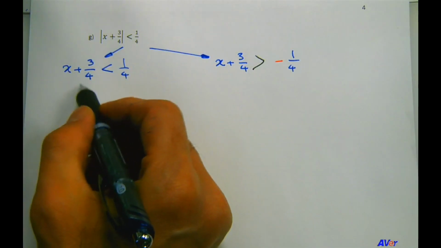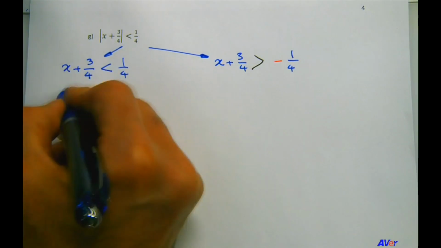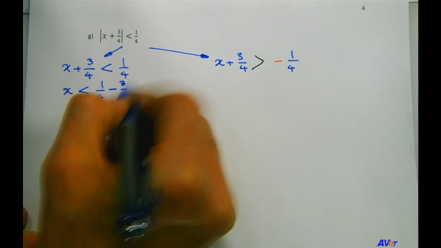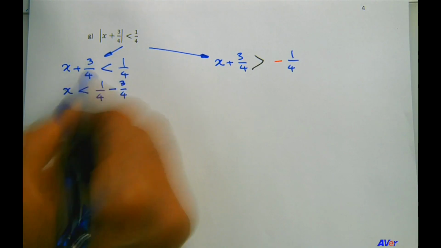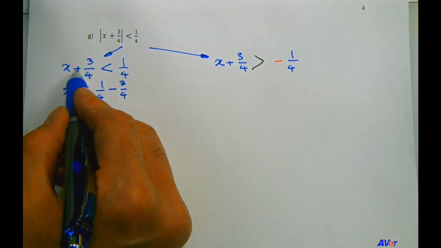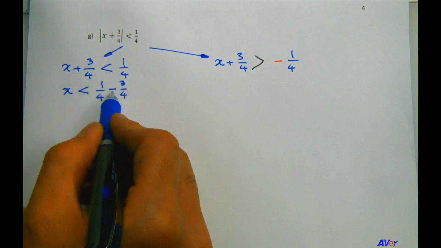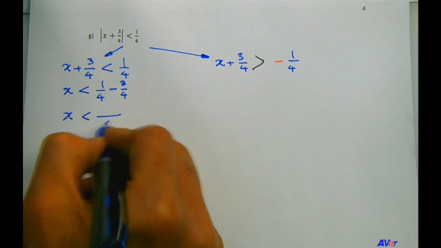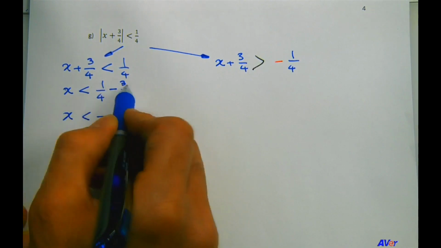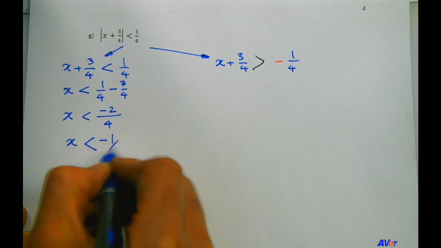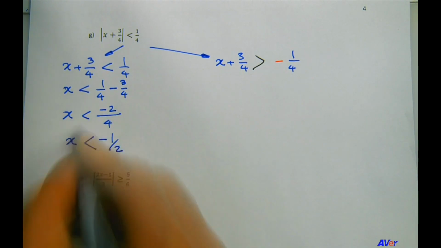Okay? So now let's solve for x using each path. On this side, we have x less than 1/4 minus 3/4, right? We're solving for x, so we're isolating it. The 3/4 was positive on this side. When I move it to the other side, it becomes negative 3/4, right? And we already have the common denominator, so we can subtract the numerators. 1 minus 3 is minus 2, and then x less than minus 1/2. So that's one of the solutions.